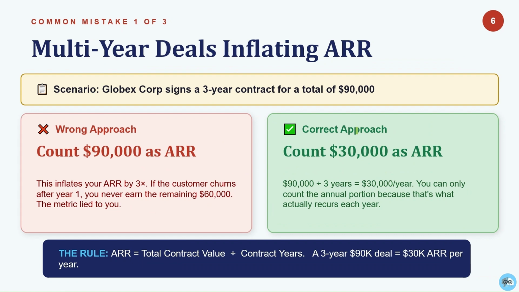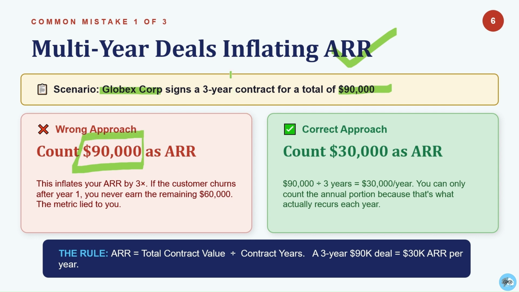Now let's look at the top 3 common mistakes that a person makes while calculating ARR and MRR. First one is multi-year deal inflating ARR. Let's understand this with the help of an example. There is a company named Global Corpex. It signs a 3-year contract for a total of 90,000. Now, the mistake that one could make here is to consider the entire 90,000 amount in the current year itself.